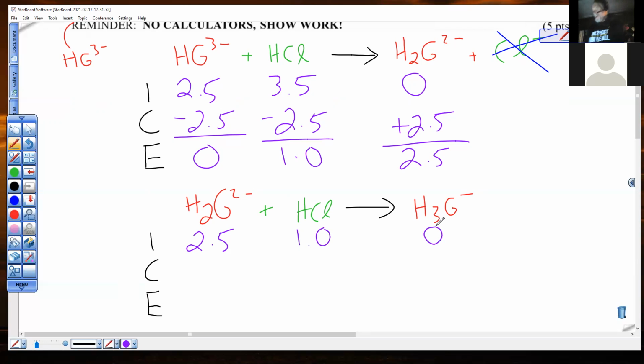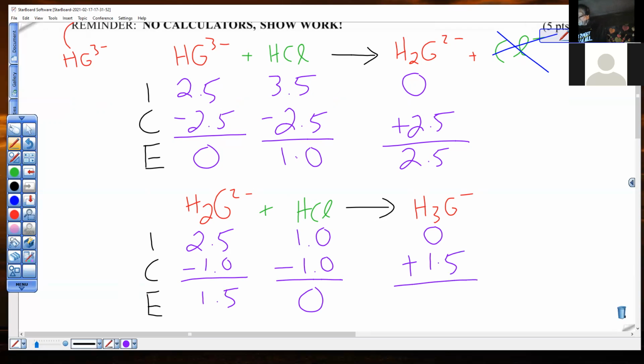Which one's the limiting now? HCl. What happens to the limiting? It reacts, all of it. You can't react more than 1 mole of this one because there's only 1 mole of HCl. You're left with 1.5 moles of H2G negative. You made 1.5 moles of H3G negative. Is that right? No, you didn't. I've done this before. You can't make 1.5 when you only reacted 1. That's crazy. You reacted 1 mole of this to make 1 mole of this.